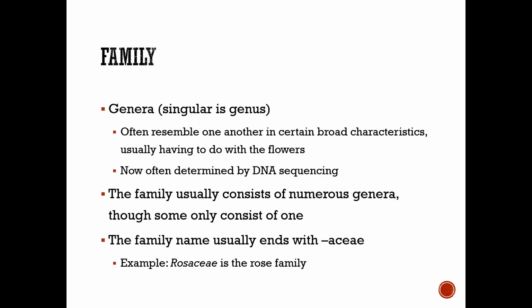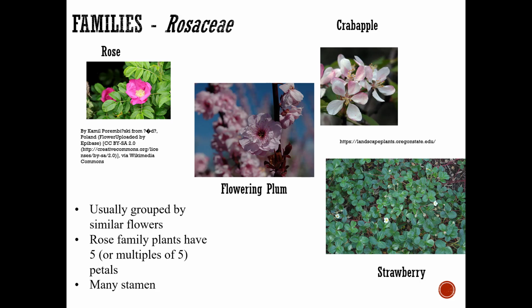Family. This includes genera. This is the plural, and the singular is genus. They often resemble one another in certain broad characteristics, usually having to do with the flowers, but now often determined by DNA sequencing. The family usually consists of numerous genera, though some only consist of one, and this changes often. The family name usually ends with -aceae. Example, Rosaceae is the rose family. So in Rosaceae, it's usually grouped by similar flowers. Rose family plants have 5 petals or multiples of 5 and many stamens.